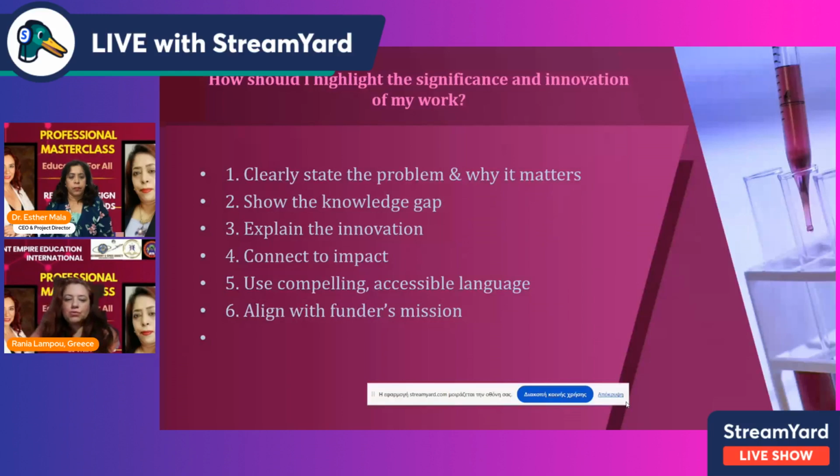Definitely, you need to use compelling, accessible language, and avoid jargon. Reviewers may not be deep experts in your area. Use strong verbs. Strong verbs could be the words transform, redefine, enable, rather than neutral ones, study or explore. These are neutral ones. Summarize the significance in a sentence that you could put in a press release. And align with the funder's mission: you need to check the funder's priorities or strategic plan and mirror the language. Show how your project advances their goals, sustainability, health, innovation, etc.